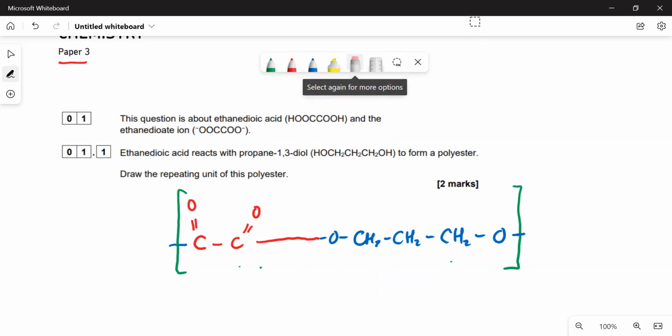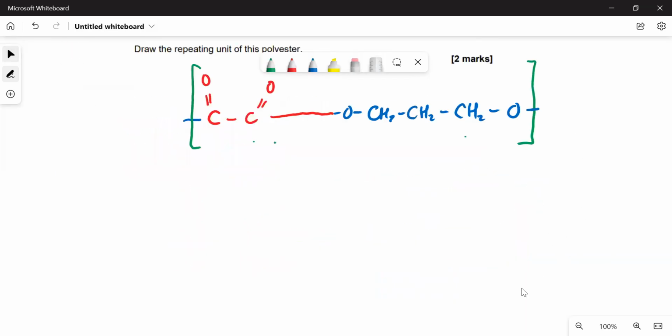I like to draw more than one repeating unit sometimes, and then rub out the extra bits just to make sure you've got it right. Okay. Of course, in a repeating unit, you mustn't draw the same thing twice. Okay, let's move on.